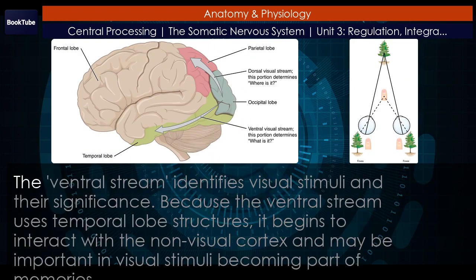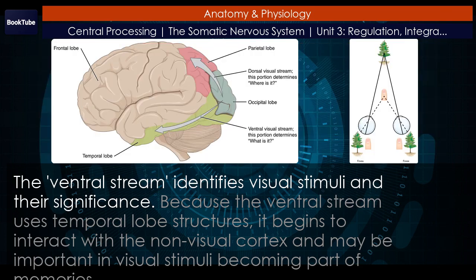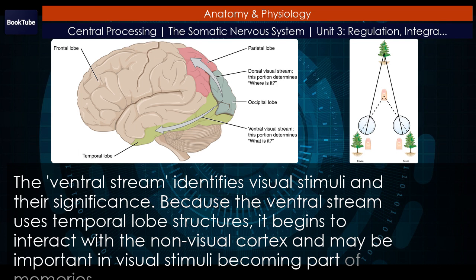Figure 8. The ventral stream identifies visual stimuli and their significance. Because the ventral stream uses temporal lobe structures, it begins to interact with the non-visual cortex and may be important in visual stimuli becoming part of memories.